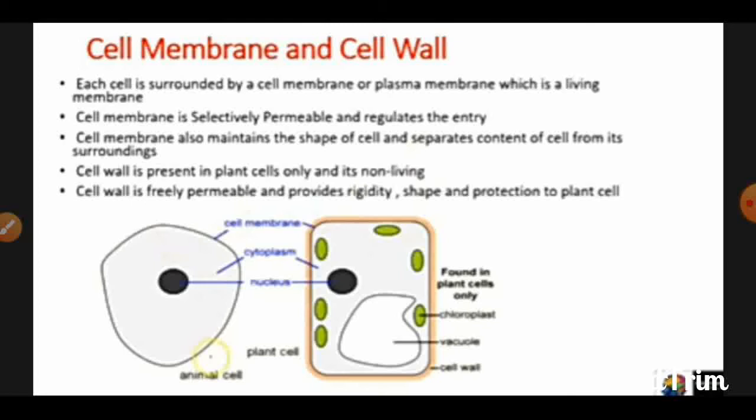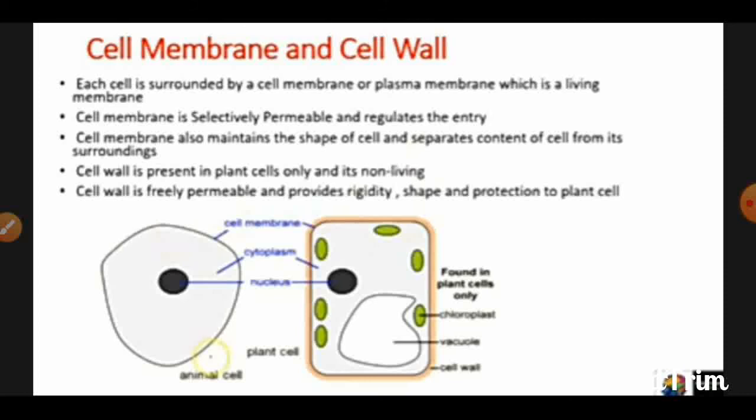I have told you the cell membrane is selectively permeable, but the cell wall is freely permeable. The cell wall takes all things, and the cell membrane takes only restricted things. It takes whatever it wants. So what is the function of the cell wall in plants? It gives protection. The cell wall protects the plant cell from all damages. It gives strength, rigidity, and it gives the cell a shape. This is the function of the cell wall.